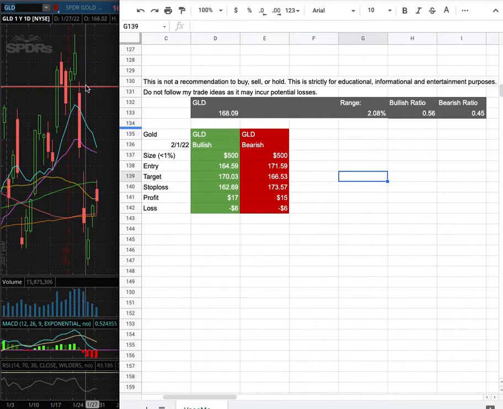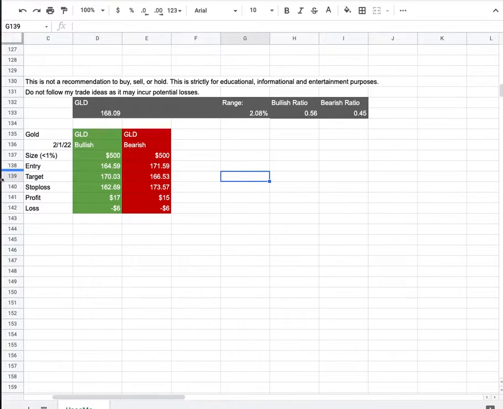However, if I were to open a short position, my entry is at $171.59, and that is this range here. My sell target is at $166.53. My stop loss is at $173.57. So whichever entry price were to hit first, that'll be my position of the week.